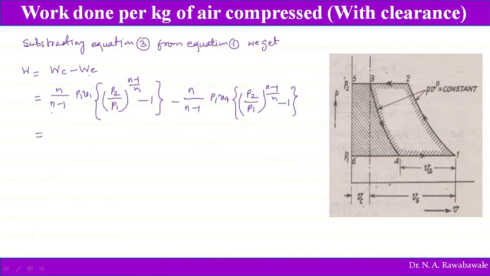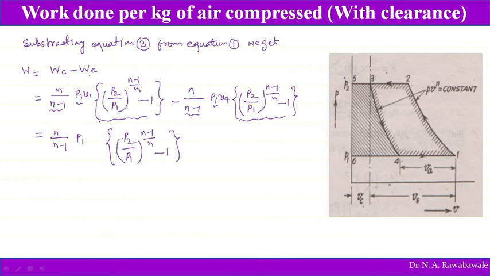On simplification, n divided by n minus 1 is common, P1 is taken common, so this bracket is also common. Bracket we can write here P2 divided by P1 to the power of n minus 1 divided by n minus 1. So V1 minus V4 is not common, so here V1 minus V4 is written there.